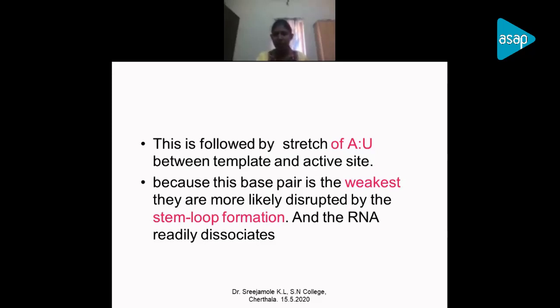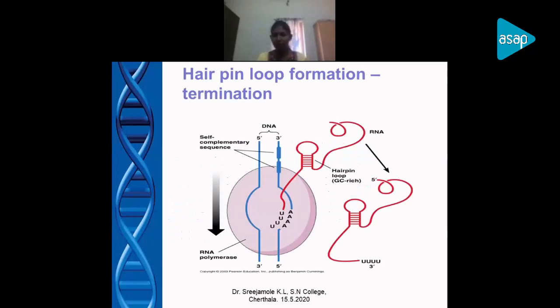So this is the stem loop structure. The red color we can see is the hairpin or stem loop formation due to these inverted repeats, which is followed by an AU stretch, that is the last portion of the RNA that is formed. And because it is the weakest, and together with forming this hairpin loop structure, it melts away this AU bonding, thus releasing the RNA and bringing about the termination of the transcription.